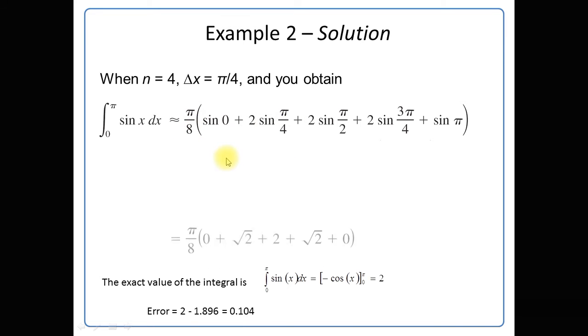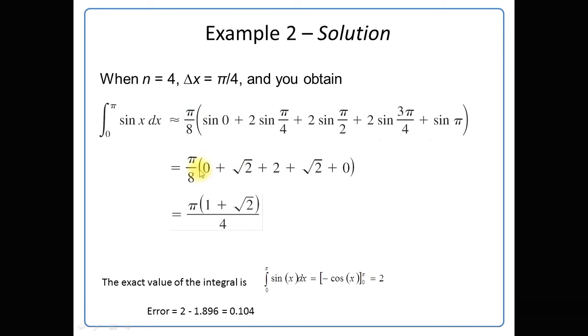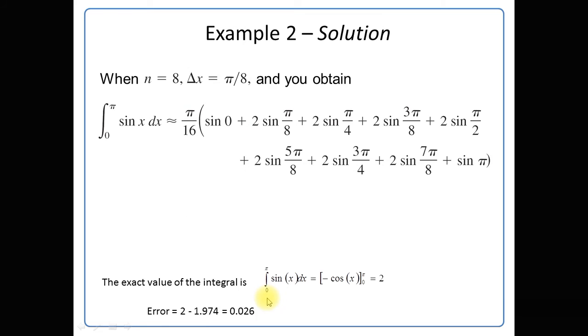Now after calculations we obtain pi by 8 into 0 plus root 2 plus 2 plus root 2 plus 0, and after simplification we obtain pi into 1 plus root 2 divided by 4, which is equal to 1.869. Now the exact integration of sine is minus cos x, and putting the upper limit minus lower limit, we obtain 2. So this is the exact result. Now we can calculate the error. Exact result minus approximate result, the error is 0.104.